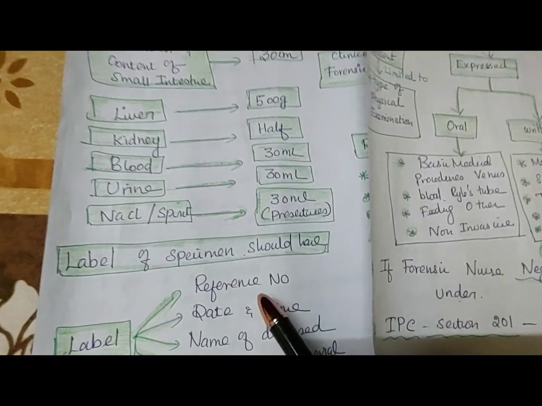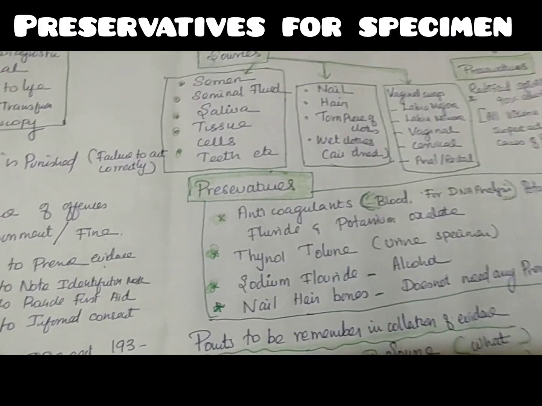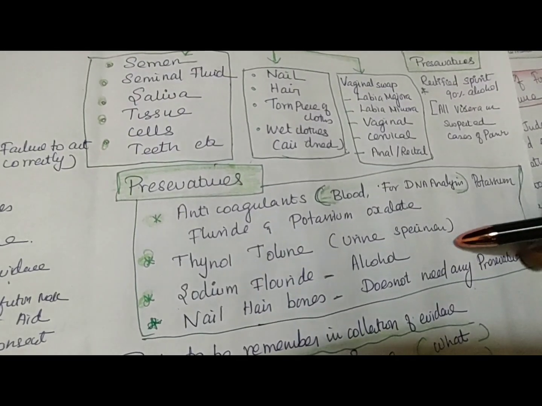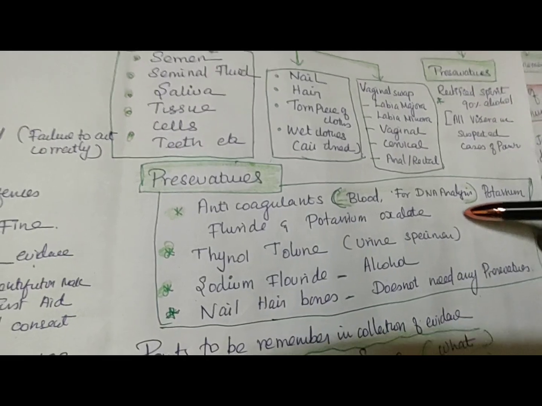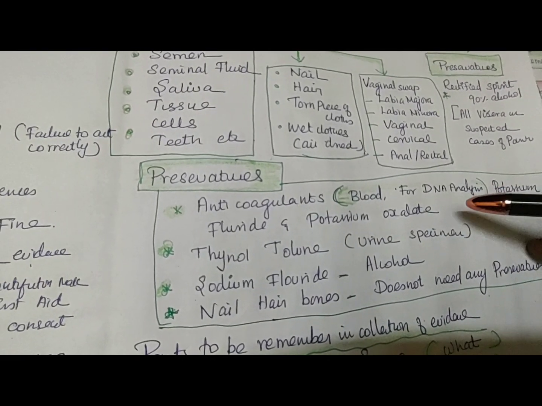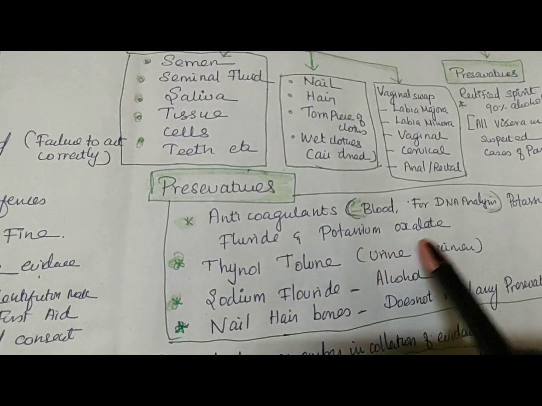Okay, let us see what other preservatives are added. If you see anticoagulants, blood is mainly done for the DNA test and DNA analysis. Can only blood be used for DNA? No. Even hair can; if you want to take hair, the follicle should be there. The DNA will be diagnosed. Then it will be fluoride and potassium oxalate.